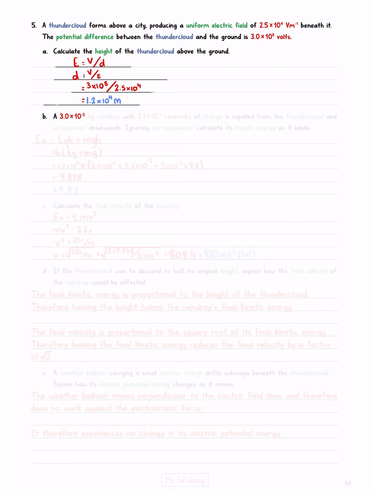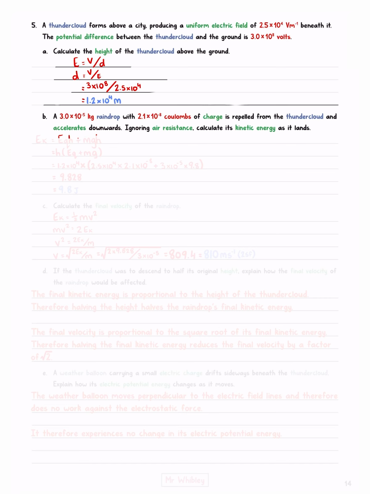A 3 times 10 to the minus 5 kilogram raindrop with 2.1 times 10 to the minus 8 coulombs of charge is repelled from the thundercloud and accelerates downwards. Ignoring air resistance, calculate its kinetic energy as it lands. The particle's kinetic energy is going to come from a combination of its acceleration from the electric field, EQH, which is just EQD but we've called the D H, and the energy gained from the acceleration due to gravity, mgh.